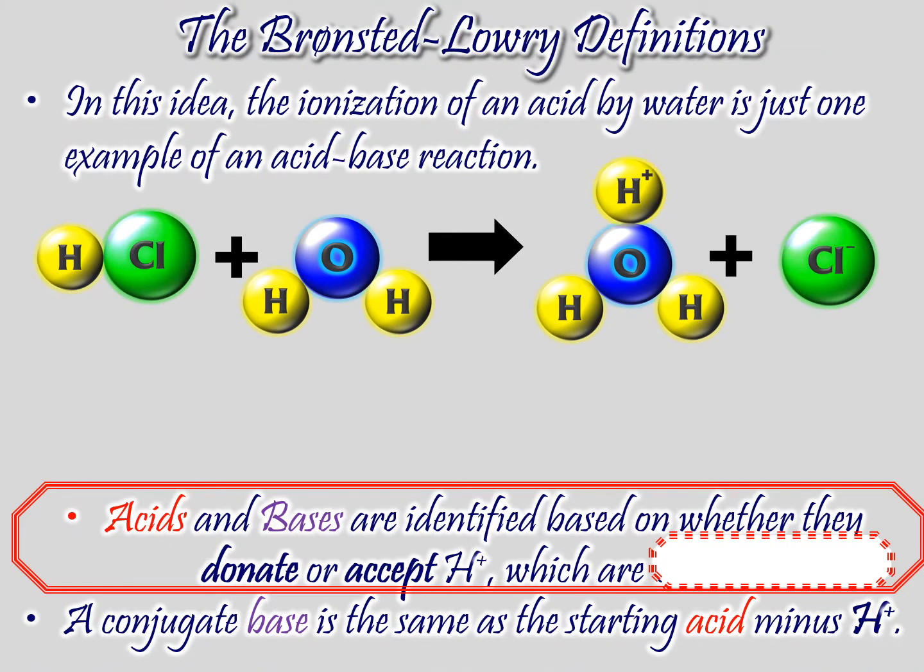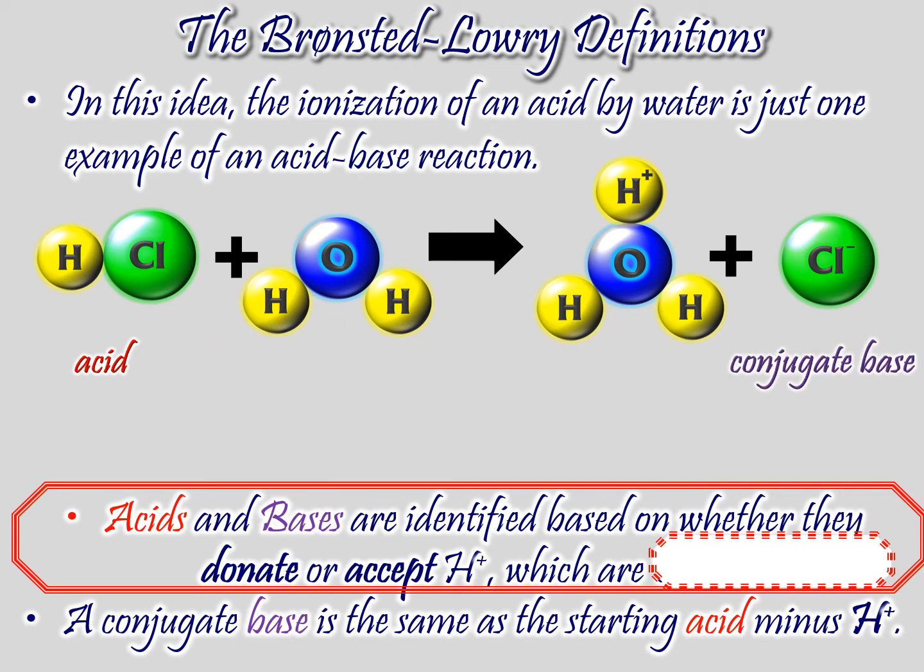The Bronsted-Lowry definition gives rise to the concept of conjugates, that for every acid, like hydrochloric acid, there is a conjugate base, which is sort of like what's left after the acid has donated its proton. What's left after HCl loses its H?